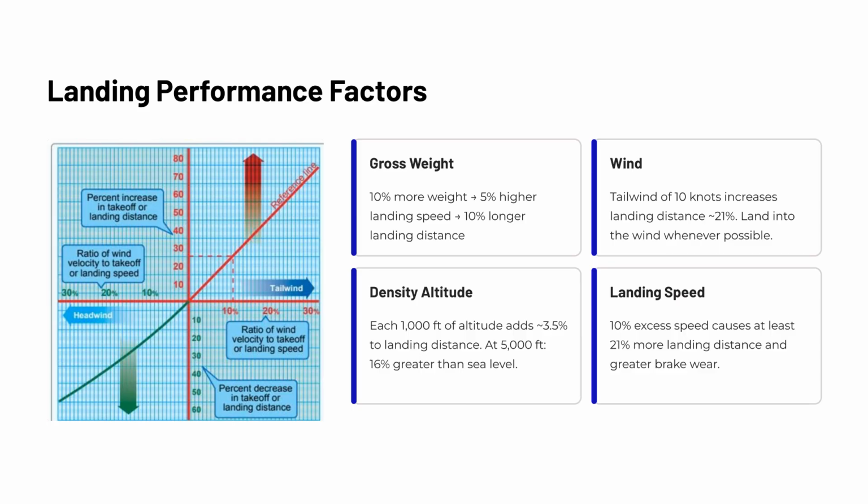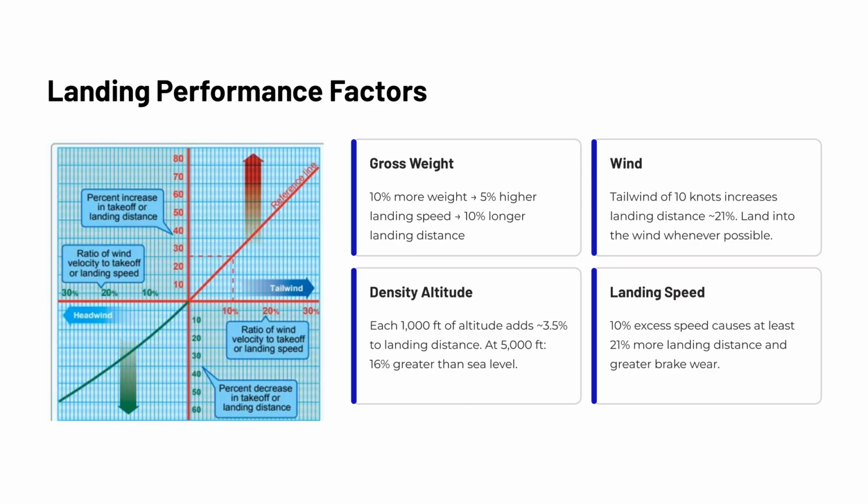Several critical factors affect how much runway you'll need to land safely, and understanding each one helps you make smart decisions before you ever touch down. First, gross weight. A 10% increase in weight raises your landing speed by 5%, which in turn increases your landing distance by 10%. Heavier aircraft simply need more runway, so always know your landing weight before you arrive.